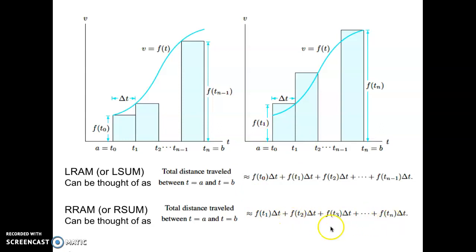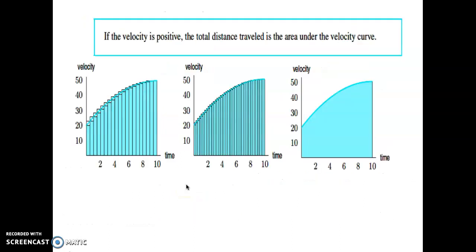Here is our R sum, or our RRAM, for this particular function. Again, really cool notation here. This is all mathematical notation that Riemann used to give us an idea of what we are doing with this, summing up the area underneath the curve. So if the velocity is positive, the total distance traveled is the area underneath that velocity curve.